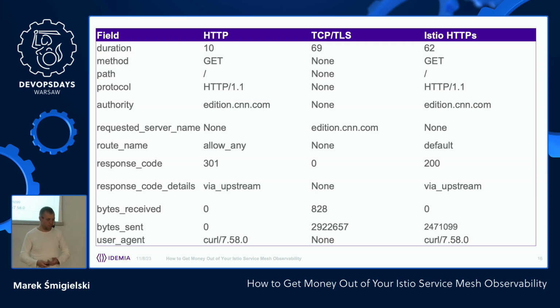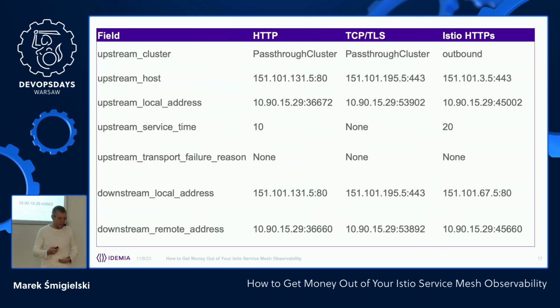So you have all those components to the details of the request. And you can see that the duration, for example, is longer. So like in the TCP, it was 69, and Istio HTTPS is 62. So it is really doing the TLS transaction. And with Istio, there is a complexity. So this is also the new namings that you need to find out.